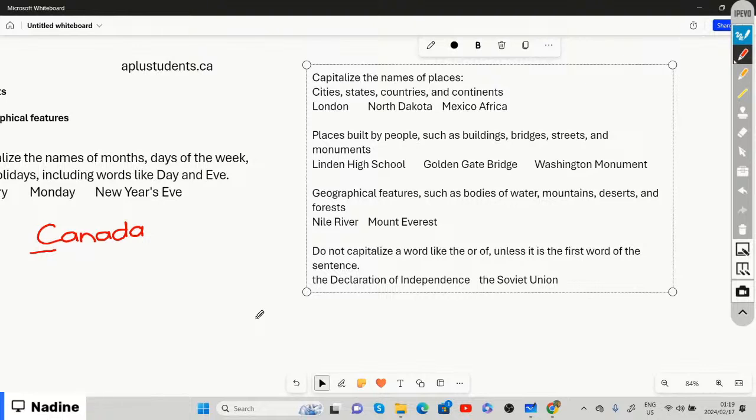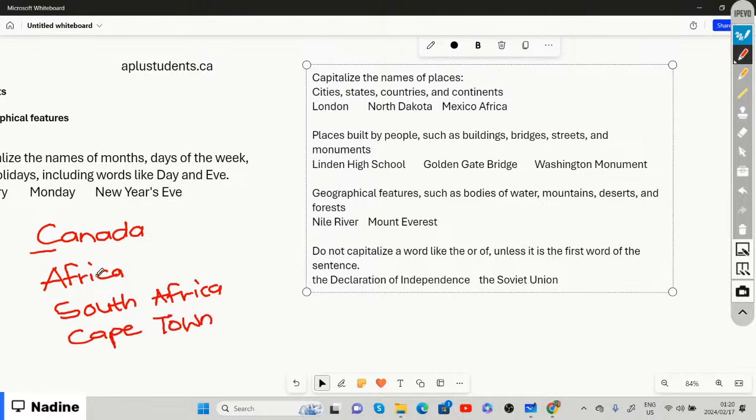If you made mention of your continent, you write it down. For example, I live in the continent of Africa, right? The country is South Africa, and the city in which I live is Cape Town, right? So basically, I need to capitalize those words, right? So the first letter of each one of those words needs to be capitalized. You capitalize the continent, the country, the city, right?